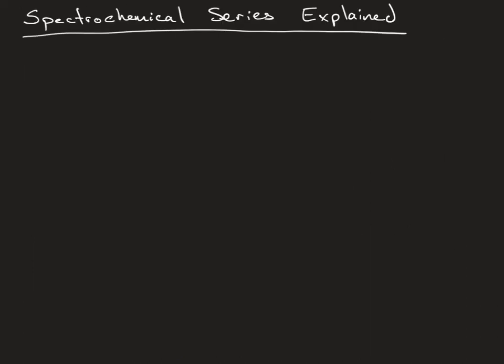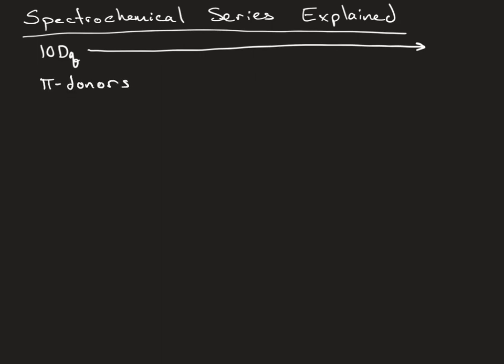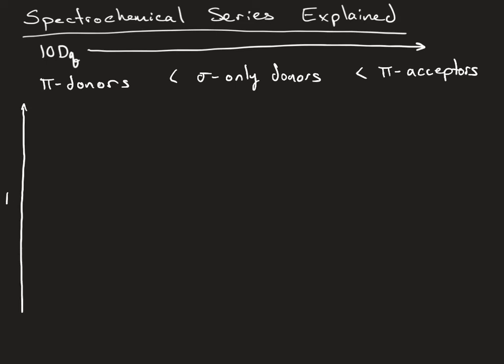Using ligand field theory, we can explain the origin of the spectrochemical series. So if we rate 10Dq increasing in value, we said that pi donors give small ligand field splitting values. These are followed by sigma only donors, which are followed by pi acceptors. We can look and see how the energy of the d orbitals trend as we change from pi donors to sigma only donors to pi acceptors.